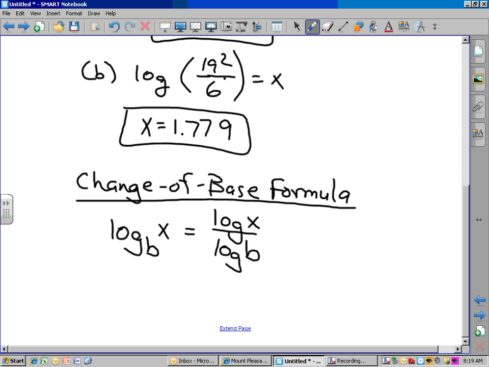Okay, looks like we have no base. Understood. Common log. We could actually write that with any base, okay, but for right now we're just going to do it as a common log. So let's take a look at an example.